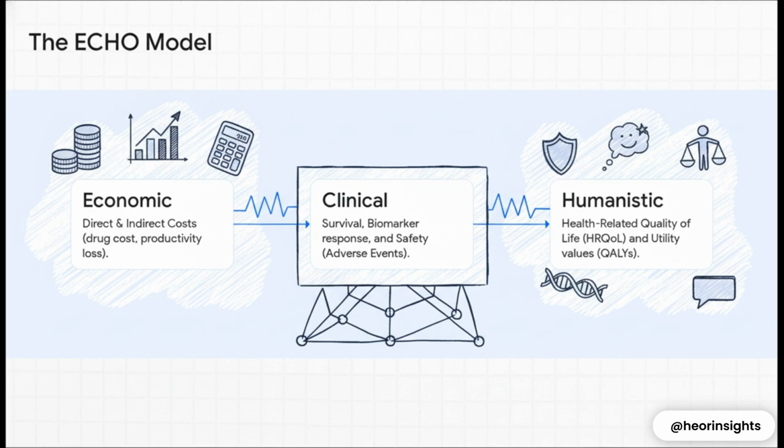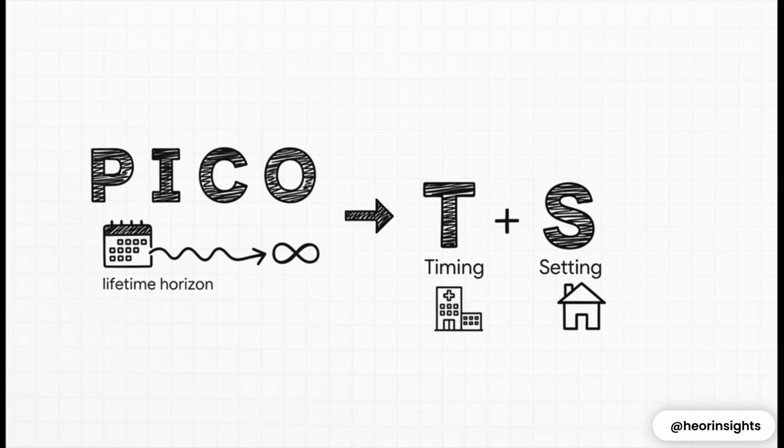It ensures an assessment captures a technology's full impact, from direct medical costs to survival benefits and even patient-reported quality of life. This is essential for calculating quality-adjusted life years, or QALYs, a measure that combines both the quantity and the quality of life. You'll often see the framework extended to PICOTS in HEOR. The T for timing is critical for economic models, which often need a lifetime horizon that's far beyond a typical clinical trial's duration. The S for setting, such as inpatient versus outpatient, directly impacts the cost inputs and, of course, the overall results of a cost-effectiveness analysis.